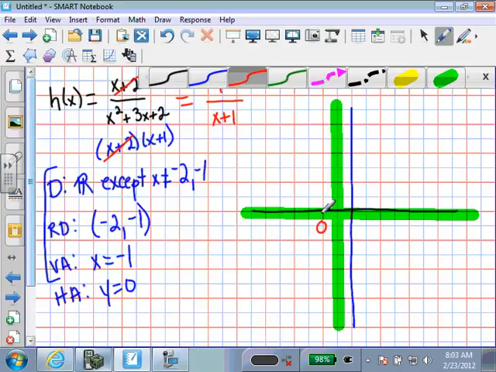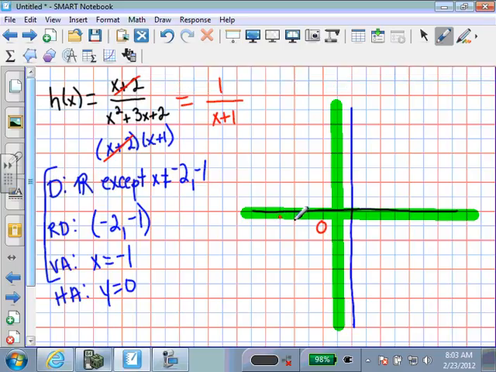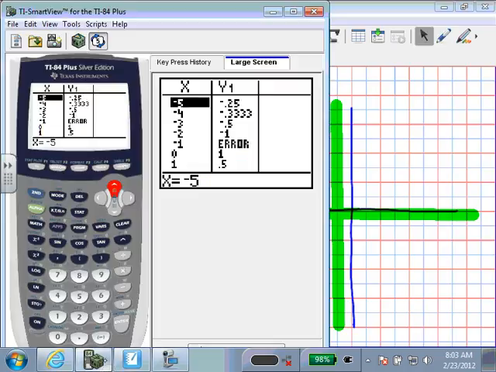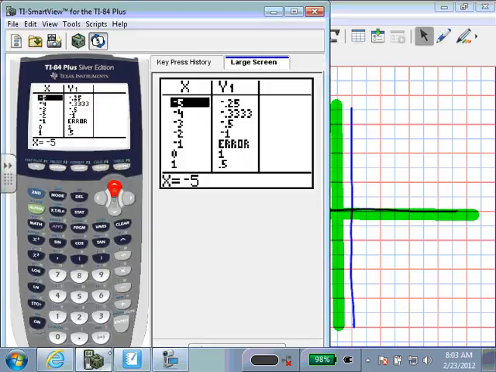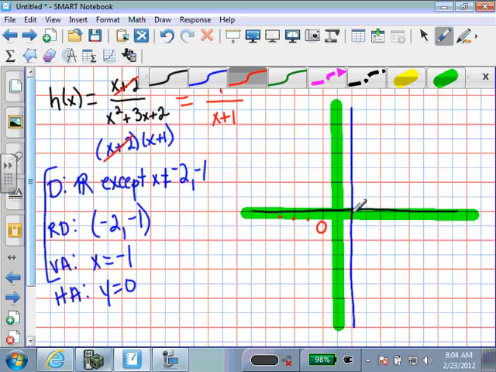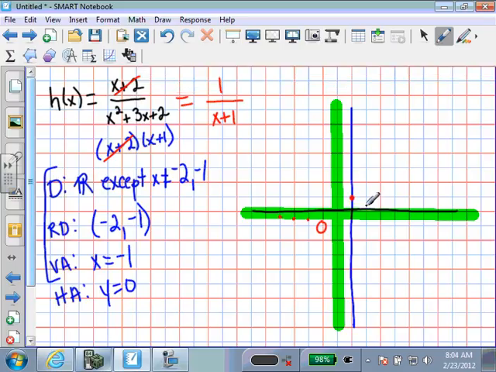Okay, so this is -1/3, -3 is at -1/2. And then there's my hole, which is showing up in my table. It's saying -2, -1. Then there's my asymptote. Then 0, 1, and 1, 1/2.